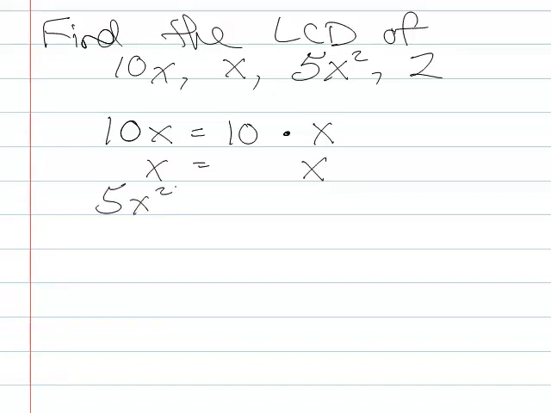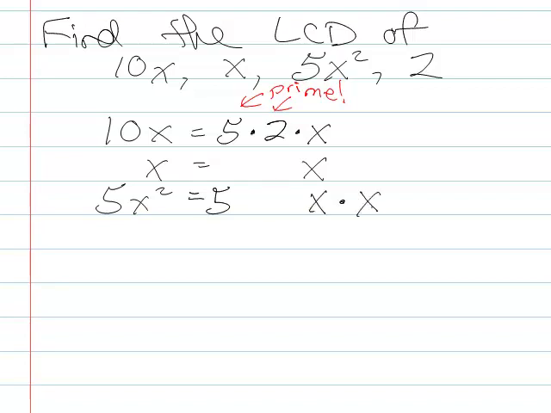5x squared. Oh, you know what? I could do this a lot better. So 10x could be 5 times 2 times x. There we go. That makes sense? 5 times 2 times x. 5x squared, because I didn't have it down in my prime factors. So 5 goes under that 5, and then I have x squared, so that means I've got 2 x's. So that one doesn't get to line up with anybody.